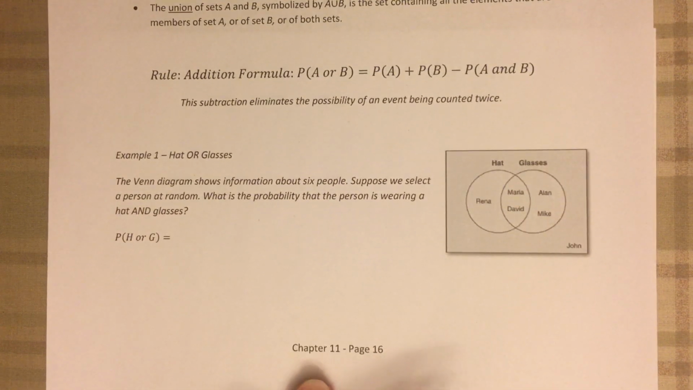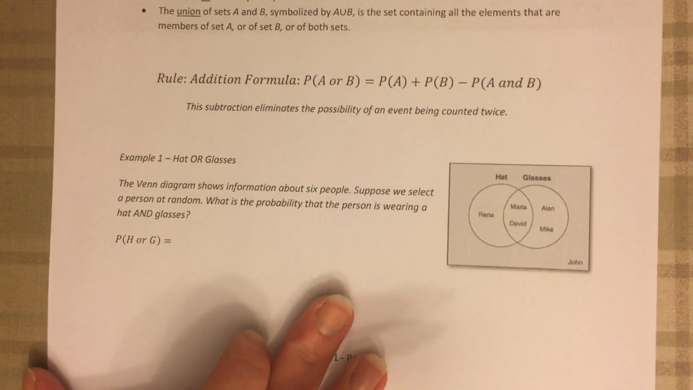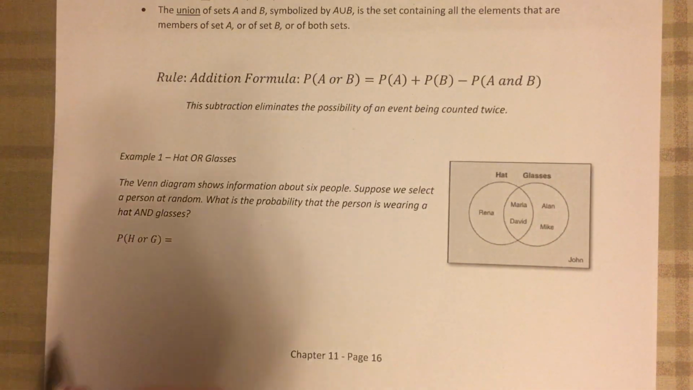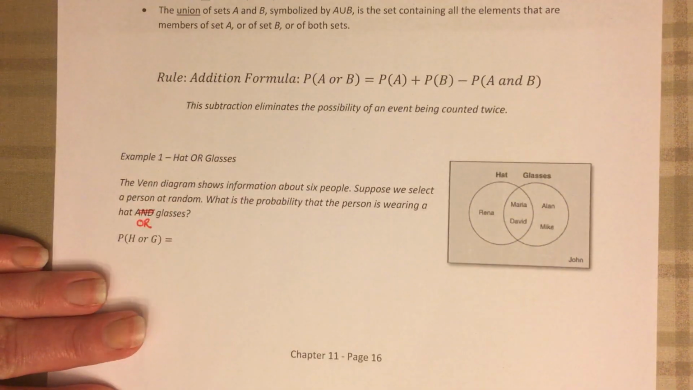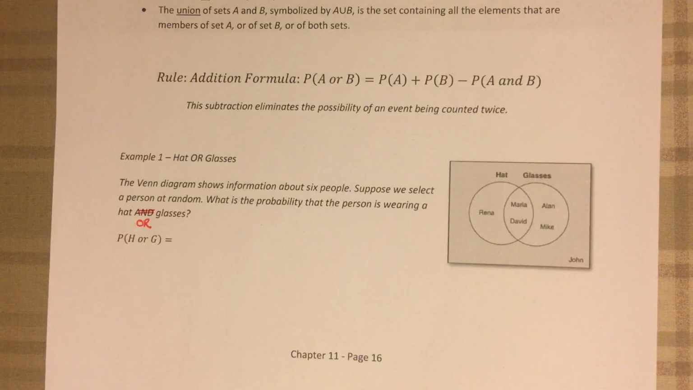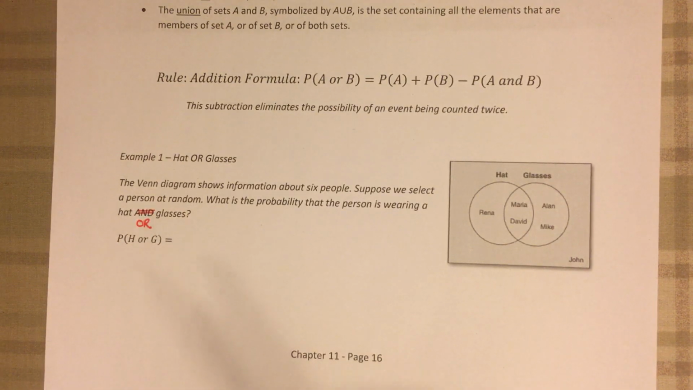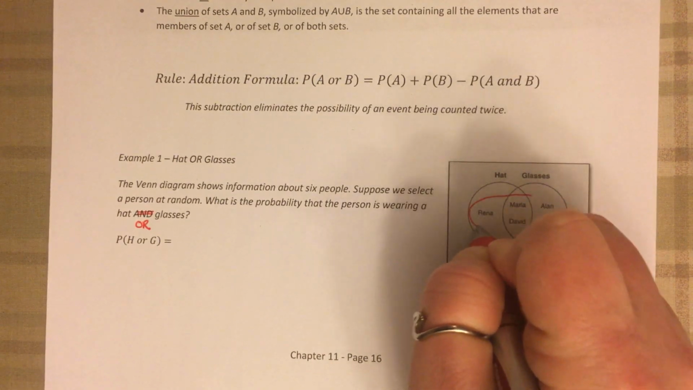Okay. So our first example down at the bottom, this Venn diagram shows information about 6 people. Suppose we select a person at random. What is the probability that the person is wearing a hat and glasses? That's a typo. It should not say and, that should say or. So again, we're thinking or probability. On your document, you might want to cross off the word and and write the word or in there.